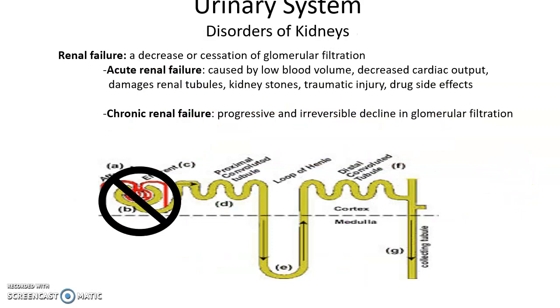Kidney disorders, renal failure. Renal failure is a decrease or cessation of glomerular filtration. What's occurring in the renal corpuscle is ceasing slowly over time. It can be acute. Acute renal failure is temporary, caused by something like low blood pressure, decreased cardiac output, maybe some minor damage, kidney stones, side effect of drugs, something acute that in theory the person is going to recover from. Chronic renal failure, however, is progressive and irreversible decline in glomerular filtration.